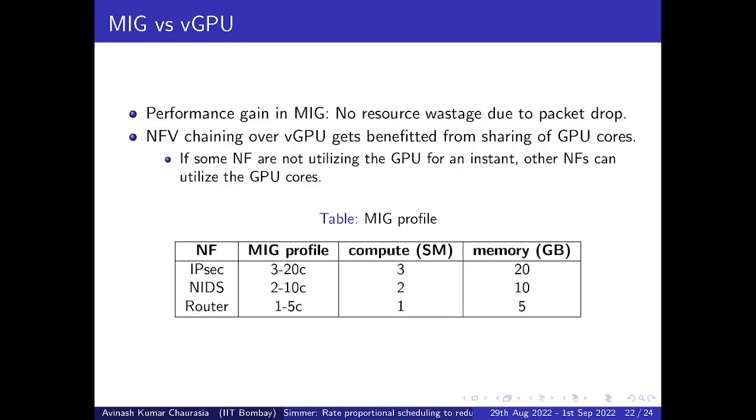This is the MIG profile we have configured for the network functions forming the chain. IPsec is using the 3g.20gb MIG profile, which has 3 compute SMs and 20 GB of memory. Because IPsec was the bottleneck NF, we have given it the higher configuration, but still the performance of vGPU is much better than the MIG performance.